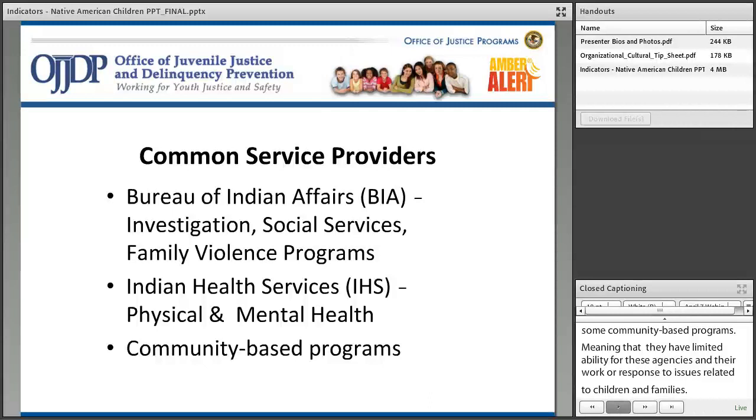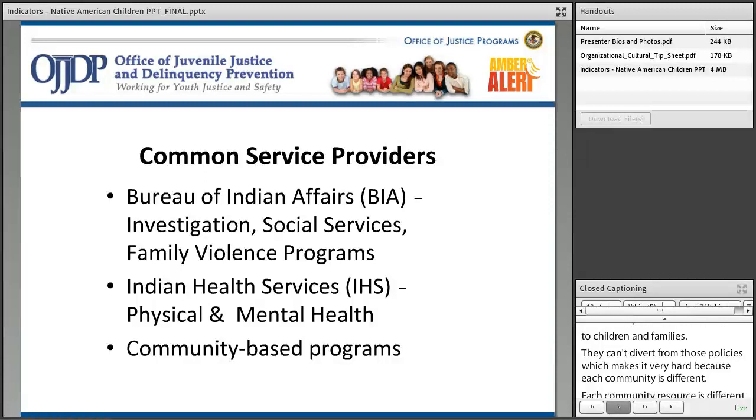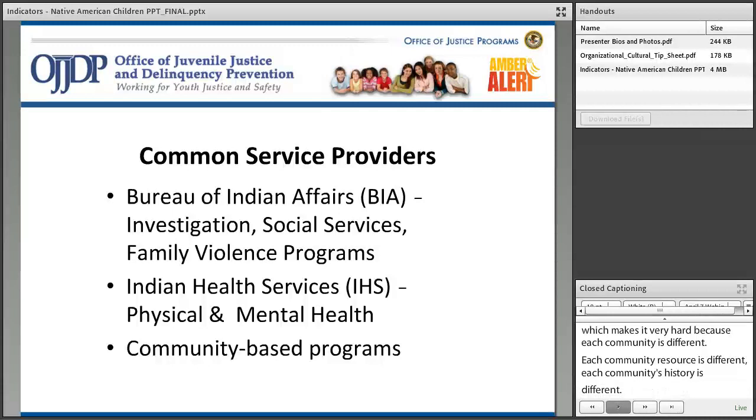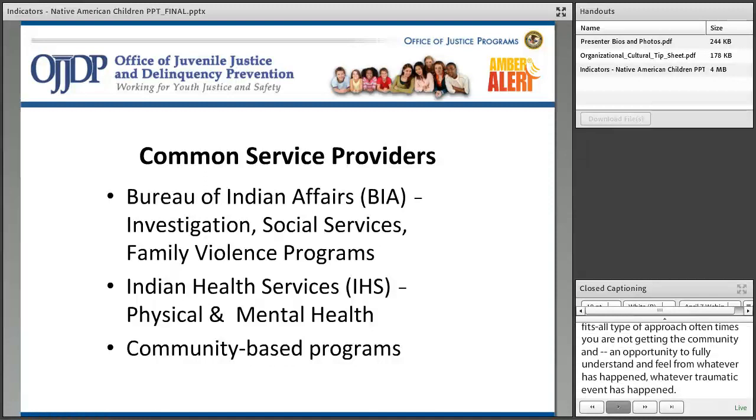And I think when they just have a one-size-fits-all type of approach, oftentimes you're not giving the community an opportunity to fully understand and heal from whatever traumatic event has happened. So although these are the common service providers that we see within tribal communities, and they are there, oftentimes it's difficult because we can't force the community culture and tradition into that one arena.